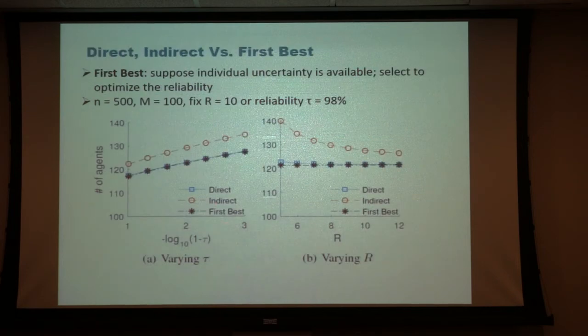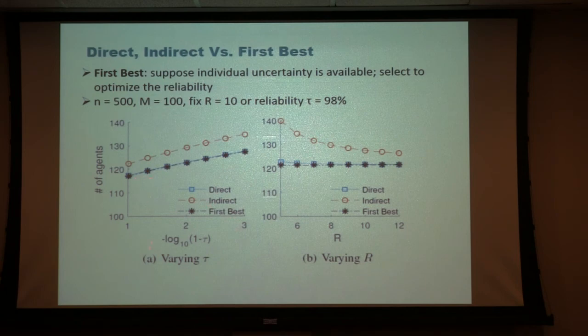So these are simulations. Surprisingly, in the simulation we did, we compared against some artificial mechanism. First best means I assume that the aggregator knows exactly the uncertainty of each individual person, and then I can just use an optimization tool to select the customers to maximize my reliability. That is an artificial one because you will never know each individual person's uncertainty. And then we compare with our mechanism.